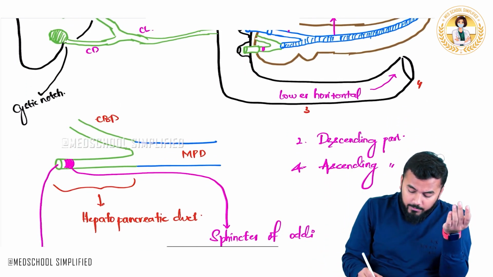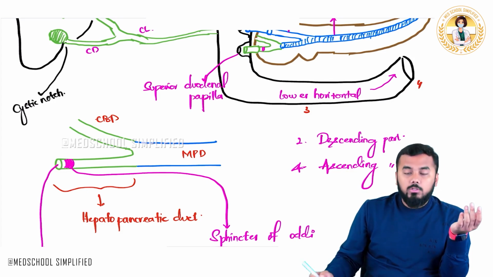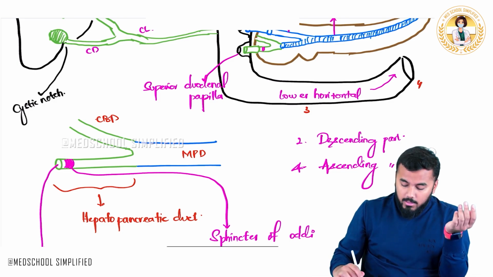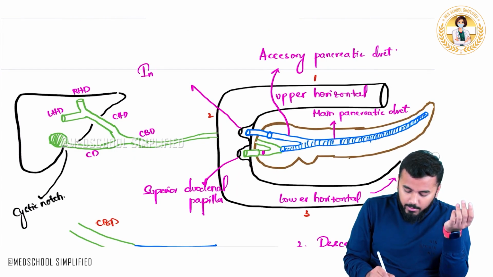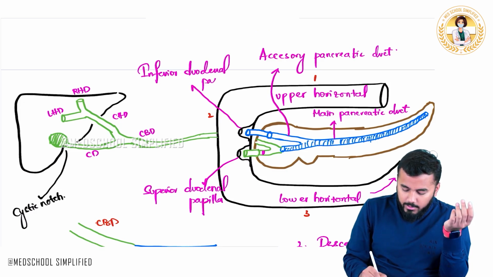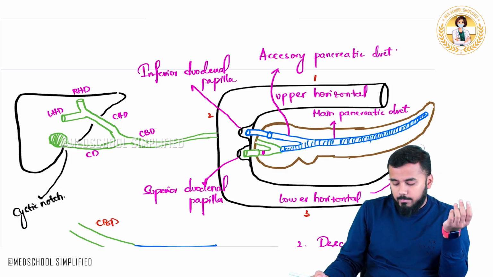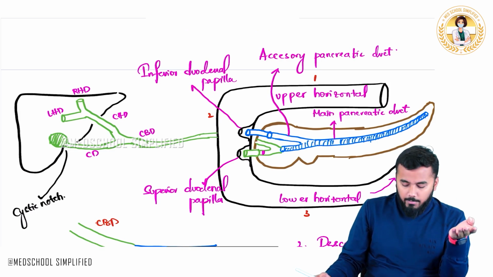So the lower one is called the superior duodenal papilla, or you can also call it the major duodenal papilla. Now, in the same way, this one is called the inferior duodenal papilla, also called the minor duodenal papilla. So there is major duodenal papilla, there is minor duodenal papilla.